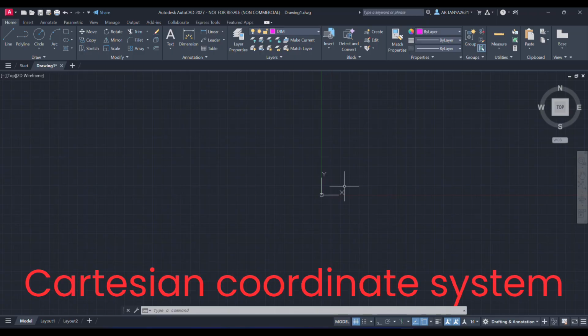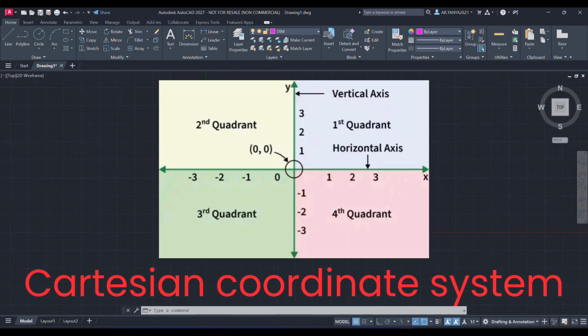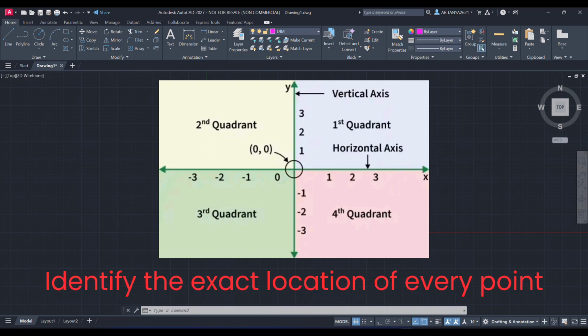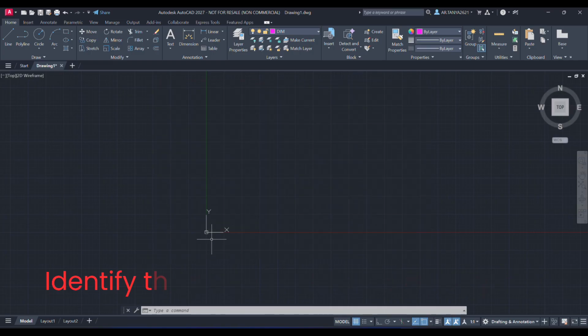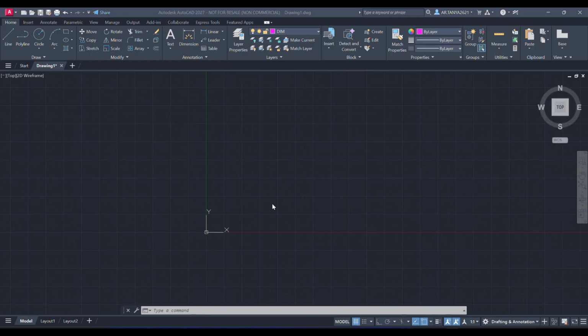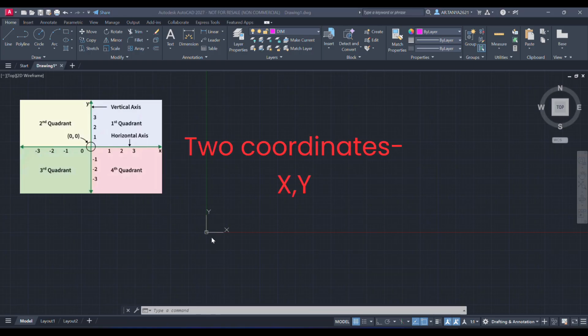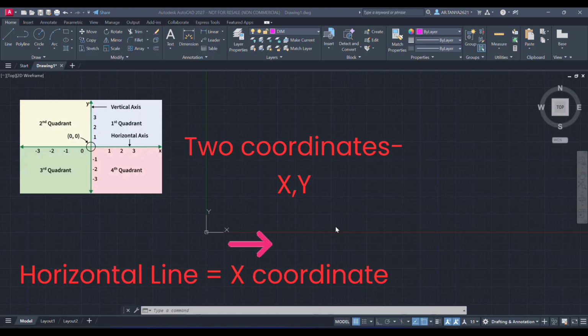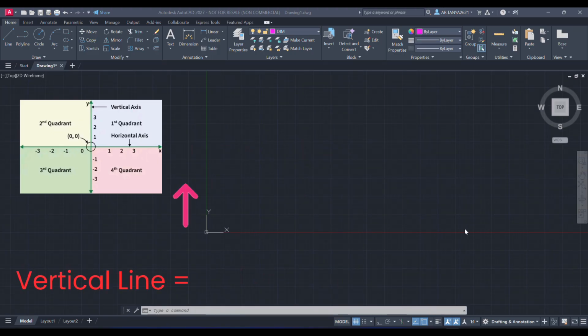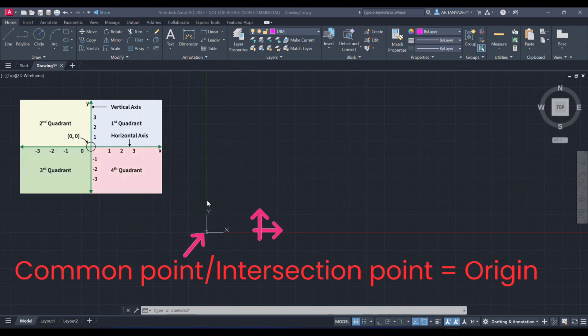The Cartesian coordinate system is the system AutoCAD uses to identify the exact location of every point. Understand it as AutoCAD's address system. Every point in the drawing has an address made from numbers. In the Cartesian system, we have two coordinates. The horizontal line is called the x coordinate. The vertical line is called the y coordinate. Understand it as two number lines intersecting at one common point, which is called the origin.